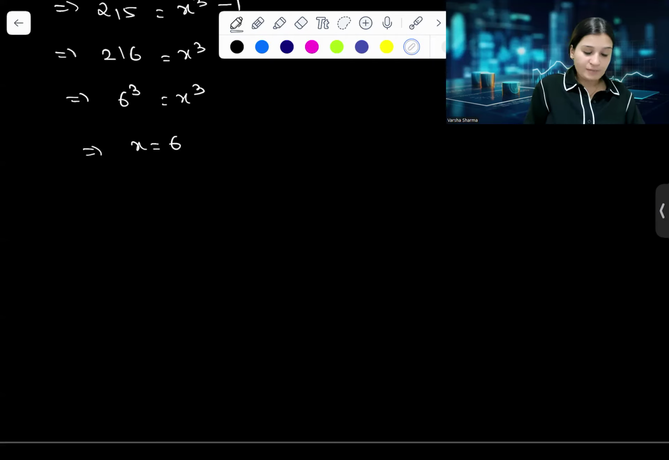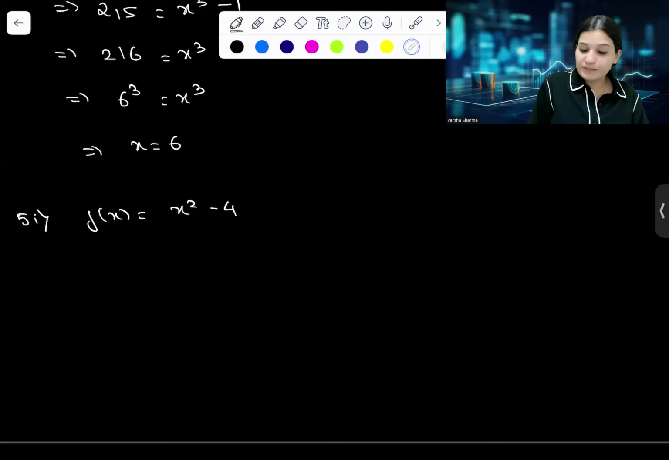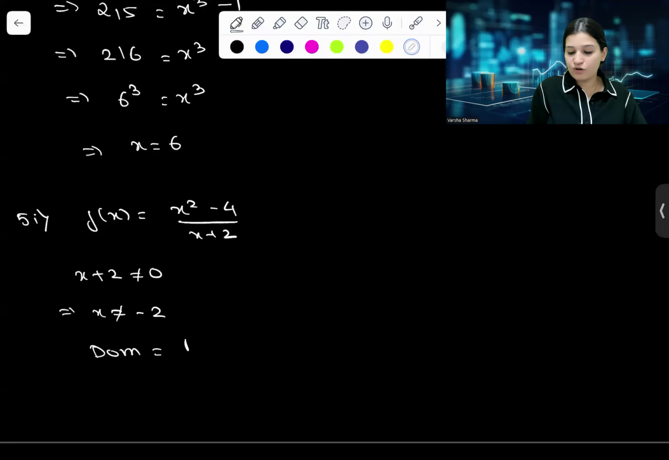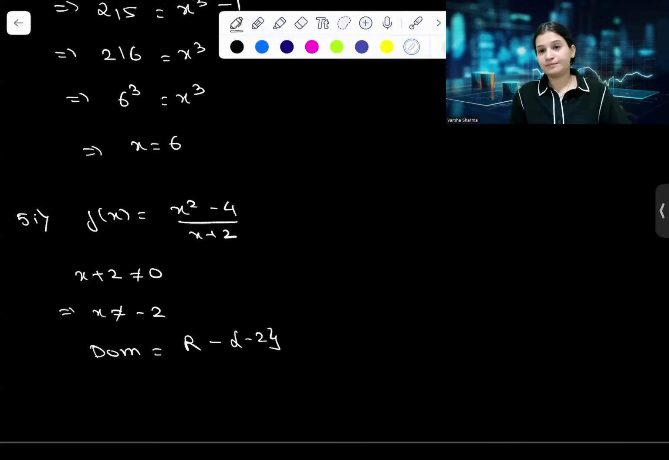Next, question number 5, part 1. We only need to find the domain, and while finding domain, we don't simplify. This is a fraction, so the denominator should not be 0. So x should not be minus 2. So the domain will be all real numbers except minus 2. Done?